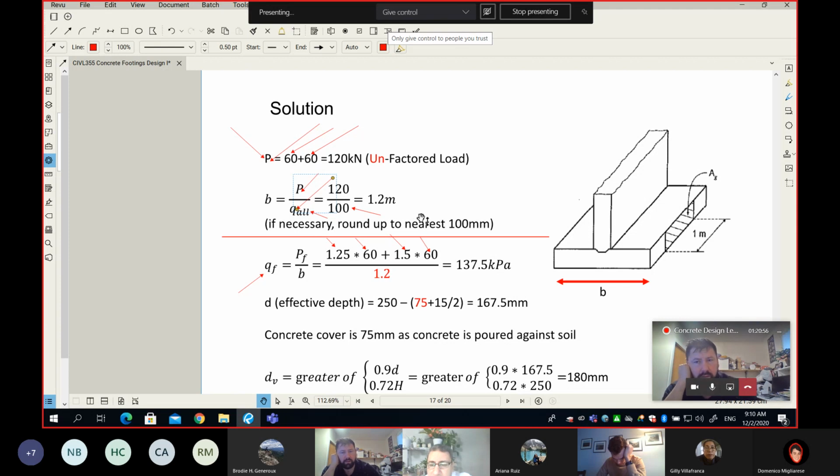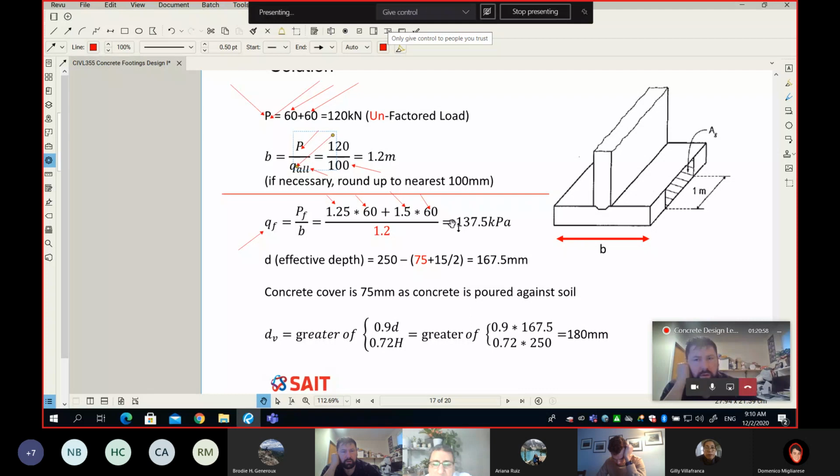In this example we're given Q allowable, but if we're given Q factor, to find B we just use the factored number. You do load combinations and you take the maximum of the load combinations, then this will be your P factor, which you divide by the Q factor to get the dimension of your column or size your footing.